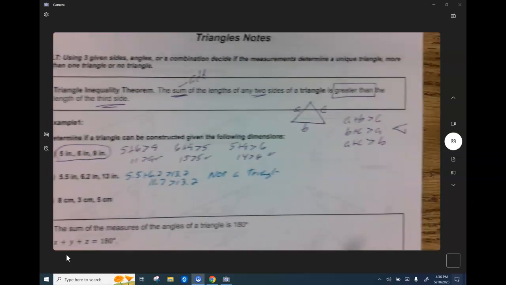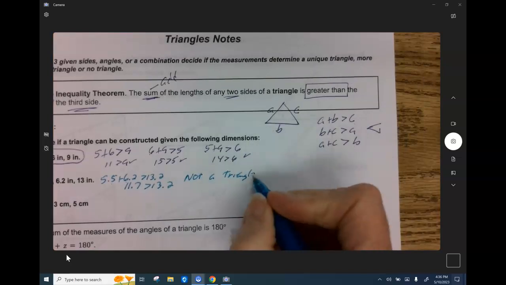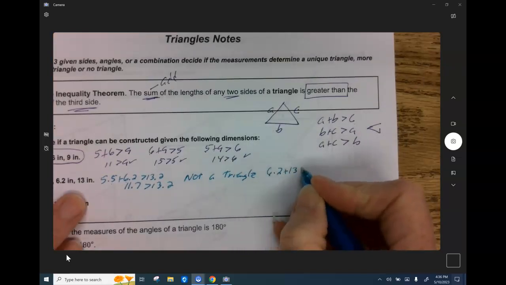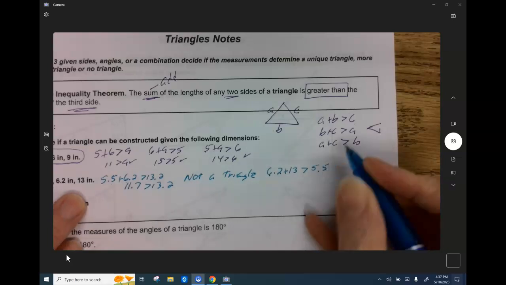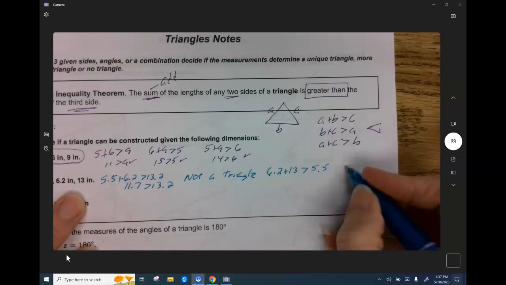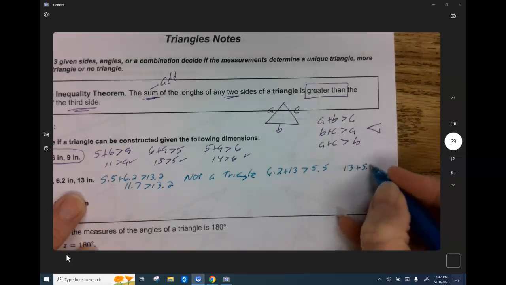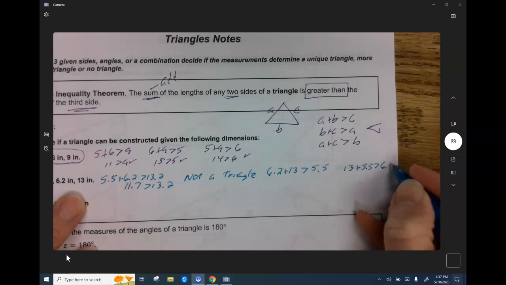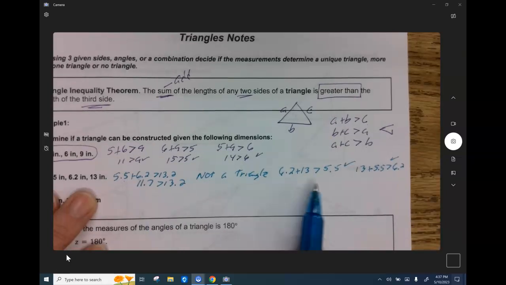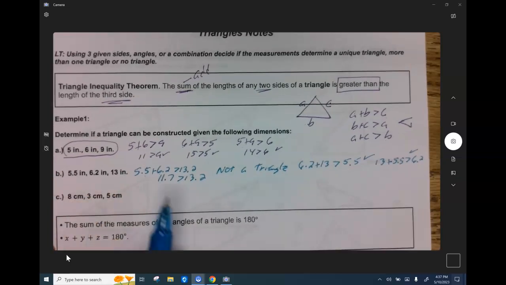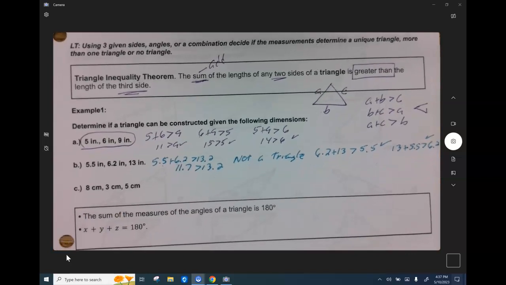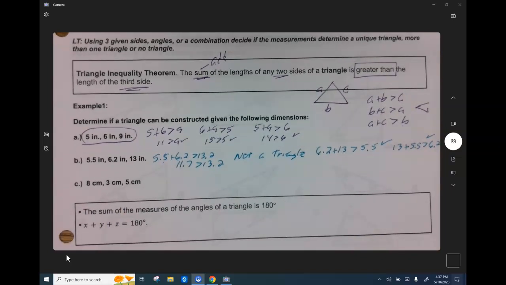Now, just for the heck of it, let's look. If I would have continued, I would have taken 6.2 plus 13.2. Is that greater than 5.5? Yes, it is. So that one's not a problem. And I would have taken 13.2 plus 5.5. Is that greater than 6.2? Yes, it is. So two of the sides work, but it doesn't matter. All three of them have to be true. You have to be able to add any two sides to get greater than that third side. So here we go. And if you want to, pause, do it on your own and see what happens.